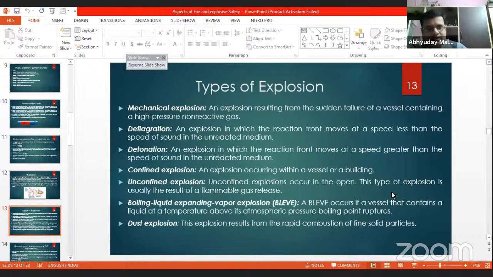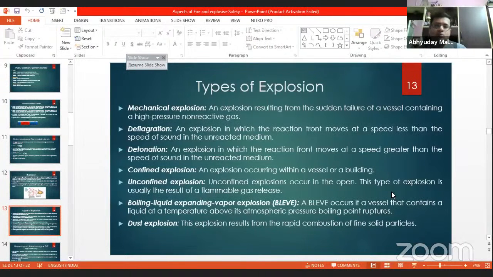Now, deflagration is an explosion in which the reaction front moves at a speed less than the speed of sound in the unreacted medium. That means when there was no reaction, that is no combustion, in normal atmospheric condition, the speed of sound in that atmospheric condition has some value. When the explosion takes place, if the reaction front moves with a speed less than that speed of sound, then it is called a deflagration. And detonation is an explosion in which the reaction front moves at a speed greater than the speed of sound in the unreacted medium.